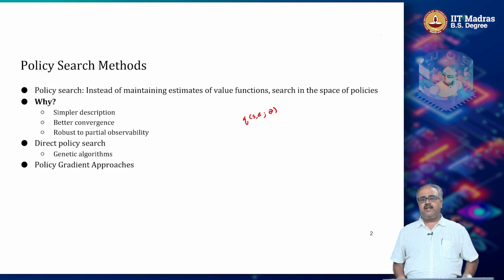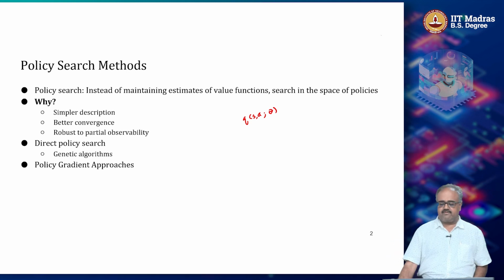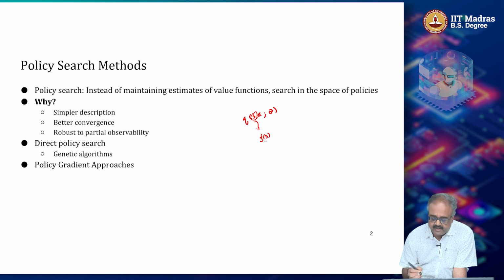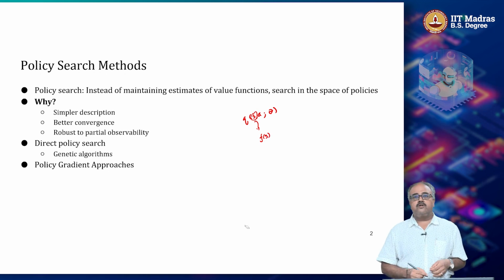Partial observability is when you do not have access to the full state s. So, I do not have access to the state s. What I have is some function of s that I am able to see. So, how does this look?